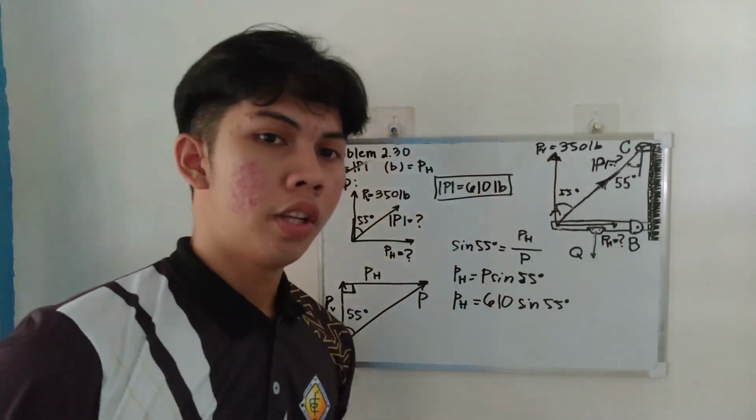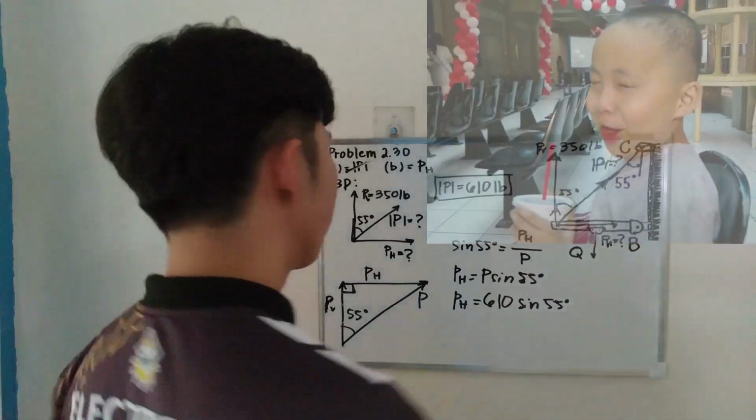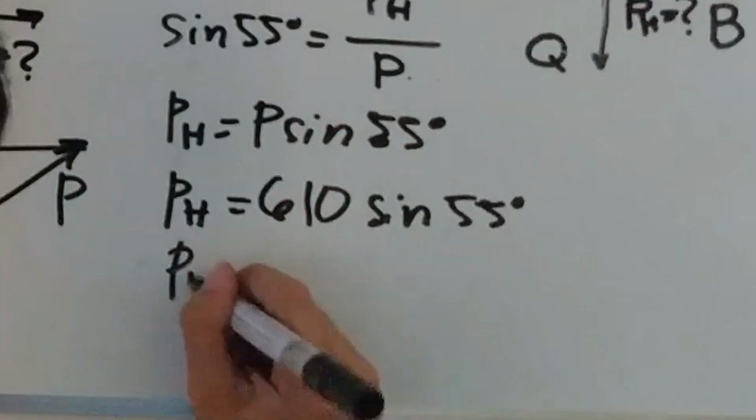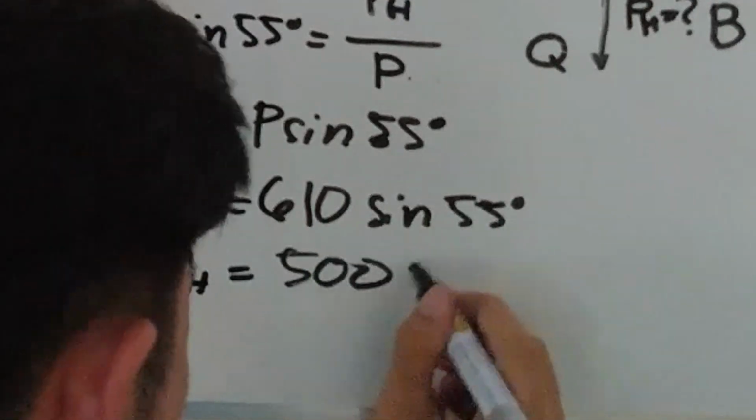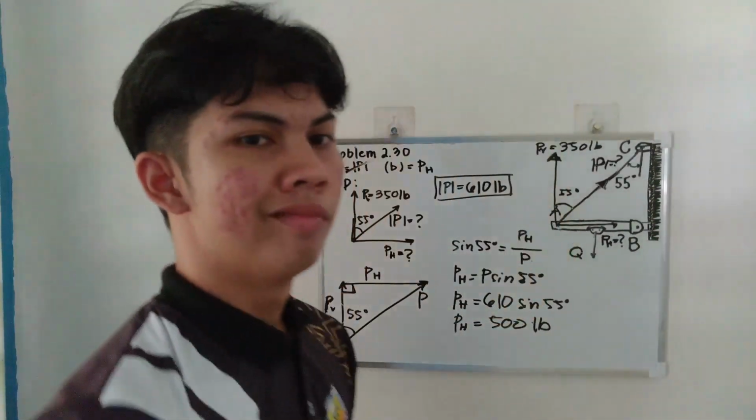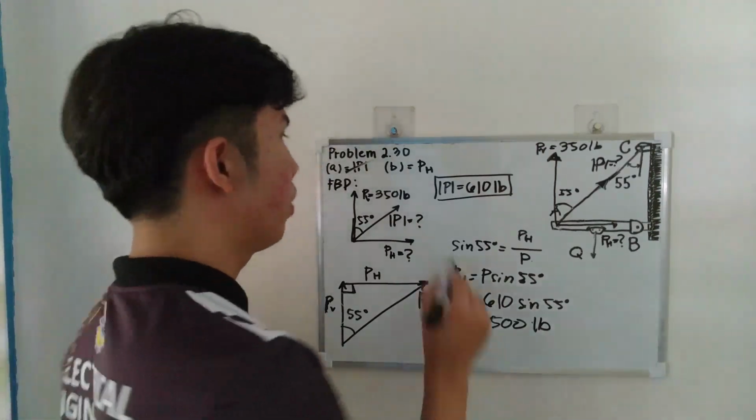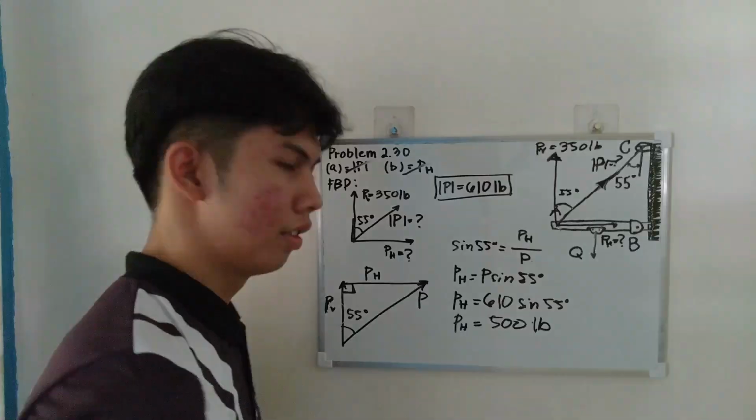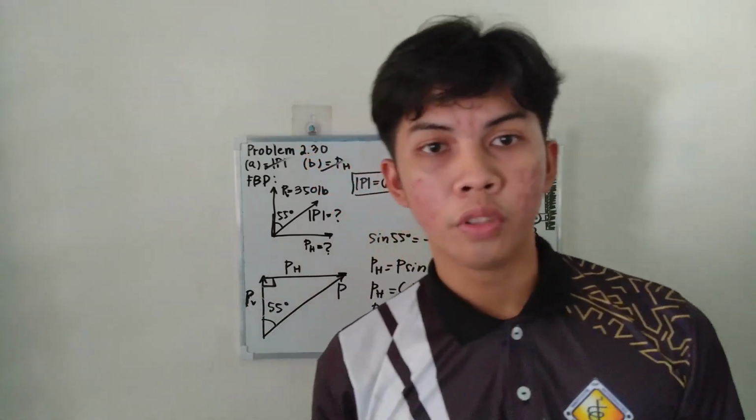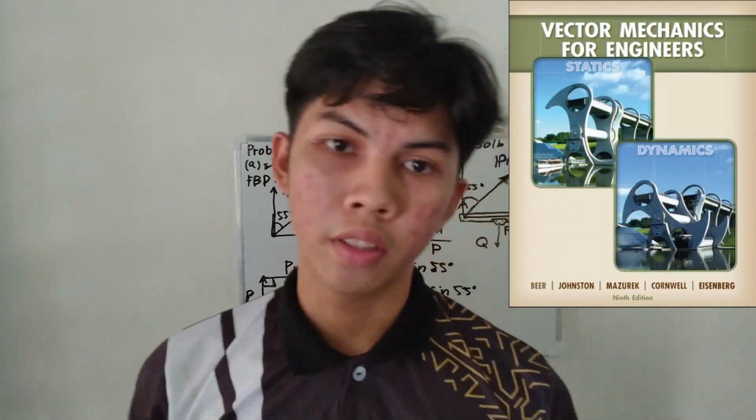And now if we calculate, we have the PH here, which is 500 pounds. Now we also found the horizontal component. So that is the solution for this particular problem in Vector Mechanics for Engineers in chapter 2.